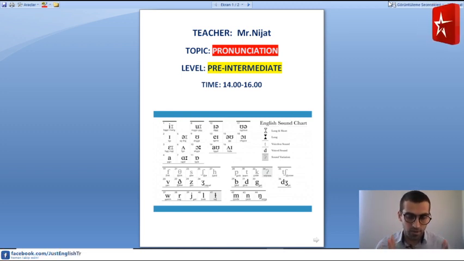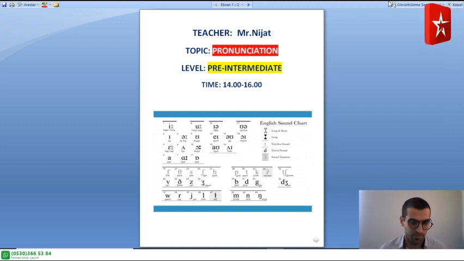One of the biggest problems, from my point of view, is related to pronunciation. They know words, they know grammar, but when it comes to speaking, they cannot speak English very well. Why? Because of mispronunciation. They don't pronounce correctly. So in today's lesson we will touch on your main problem, which is pronunciation.